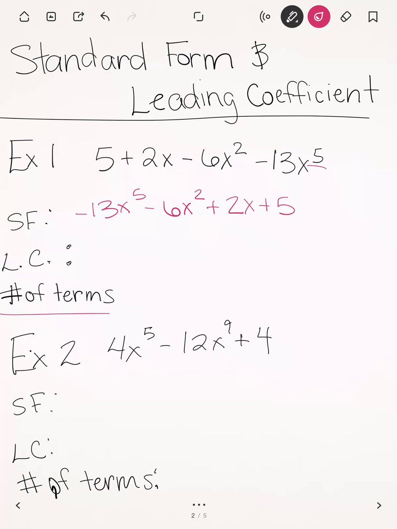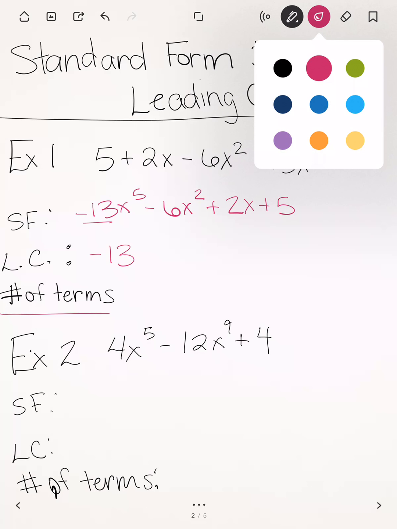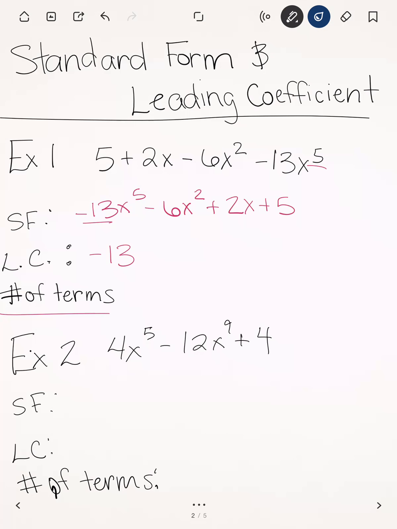My leading coefficient is my number in front of my variable with the biggest exponent. So in this one, it would be a negative 13. If it's in standard form, it's just your first term. Now, number of terms. Terms are separated by plus or minus signs. So I have, let me change colors so we can see, I have one term here, 2 terms, 3 terms, and 4 terms. So number of terms is 4.